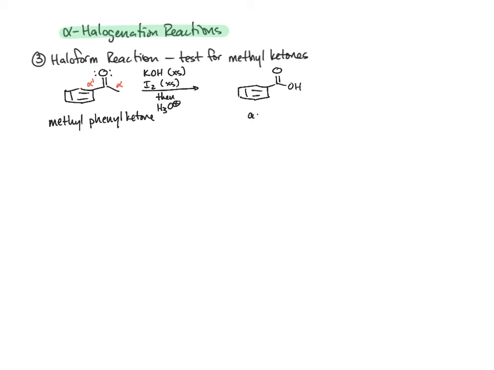We're going to end up with an acid plus the haloform. In this case, this molecule is called iodoform. And specifically with iodoform, it precipitates out of the reaction as a solid. So a few things to point out before we look at the mechanism of how this occurs.